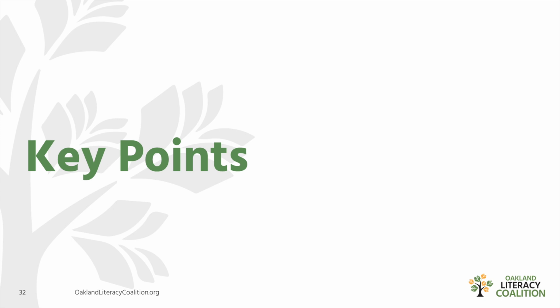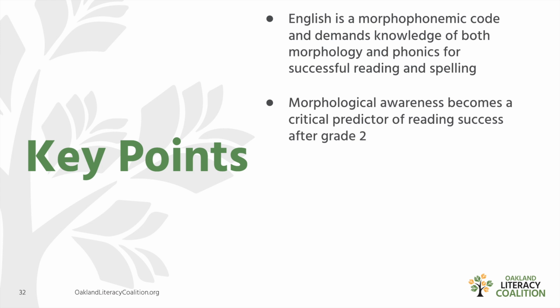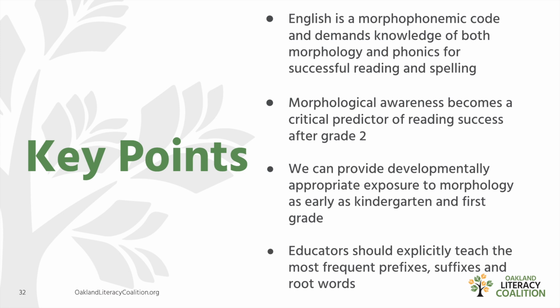To summarize, English is a morphophonemic code and demands knowledge of both morphology and phonics for successful reading and spelling. Morphological awareness becomes a critical predictor of reading success after grade 2. We can provide developmentally appropriate exposure to morphology as early as kindergarten and first grade. Educators should explicitly teach the most frequent prefixes, suffixes, and root words to help kids unlock a world of words.